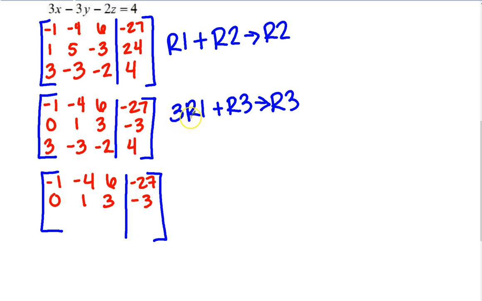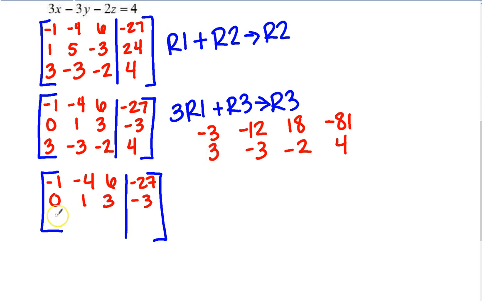3 times row 1. Well, that's -1, right? So -1 times 3 is -3. -4 times 3 is -12. 6 times 3 is 18. -27 times 3 is -81. And then I'm going to add it to row 3. So I'm just going to copy this underneath it: 3, -3, -2, and 4. And then we just add.